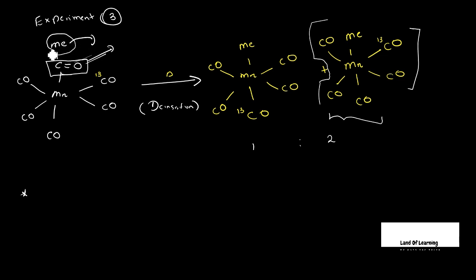So it should be the methyl group attached to our carbonyl group that is the leaving group, and then it repels another carbonyl group across the metal center to bind again to the metal center. So in this case we have concluded the methyl group is the leaving component.